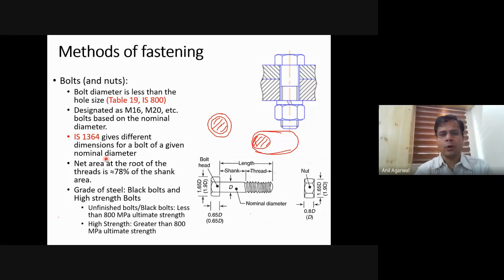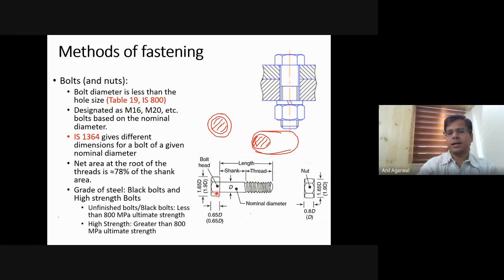It gives you values for a bolt of a given diameter. Diameter is basically how you define it. You take this D value, that is the classification. So you say M20 bolt, that means this is the 20 mm diameter. Okay, but all other dimensions, such as what is the diameter of this head, the head has two diameters, right?